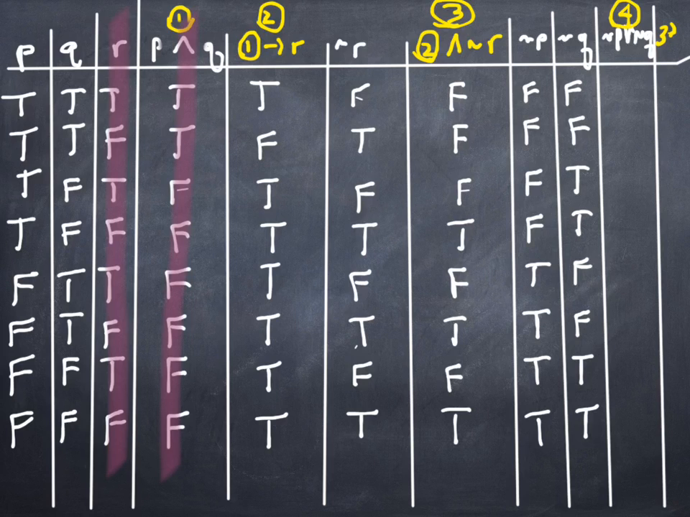Column 4 then takes those two columns we just created and joins them with an or statement. We haven't done an or statement today. When is an or statement true? At least one is true, so either one or both are true. Another way to ask it is, when is it not true? When is it false? If they're both false.